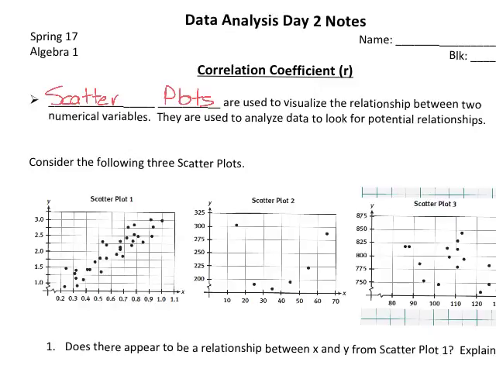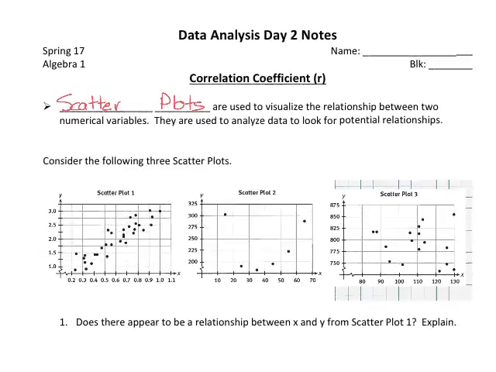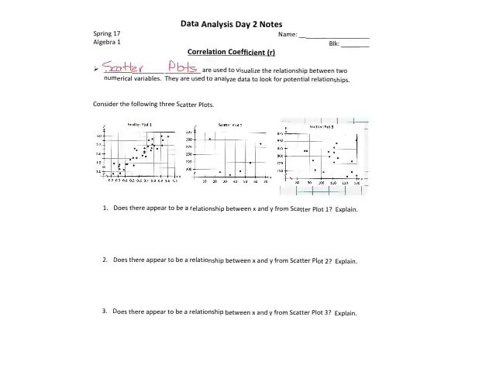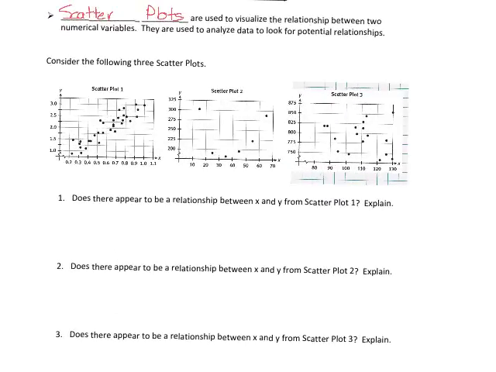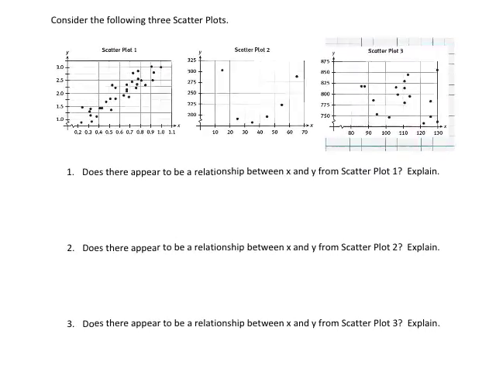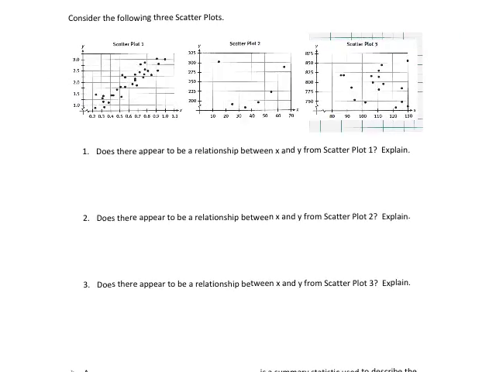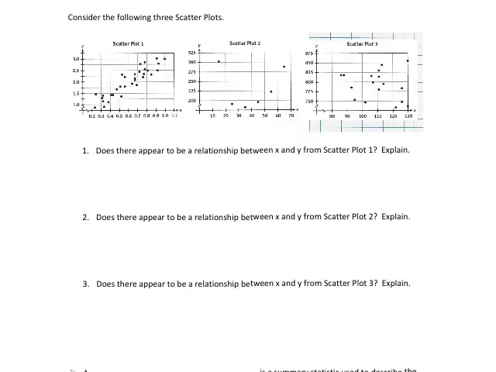Okay, so let's consider the following three scatter plots. I want you guys to go ahead and do questions 1, 2, and 3 together with your group. So you're looking at those three scatter plots. Answer questions 1, 2, and 3 together with your groups. Ready, set, go. Okay, what'd you guys say for number 1? Does there appear to be a relationship between X and Y from scatterplot 1? Yes. Okay, cool. We agree on that.